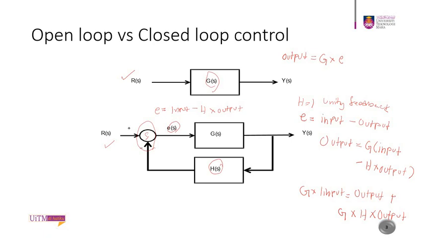If you rearrange this equation, it will give you the closed loop transfer function. So the output over input is G over 1 plus GH.